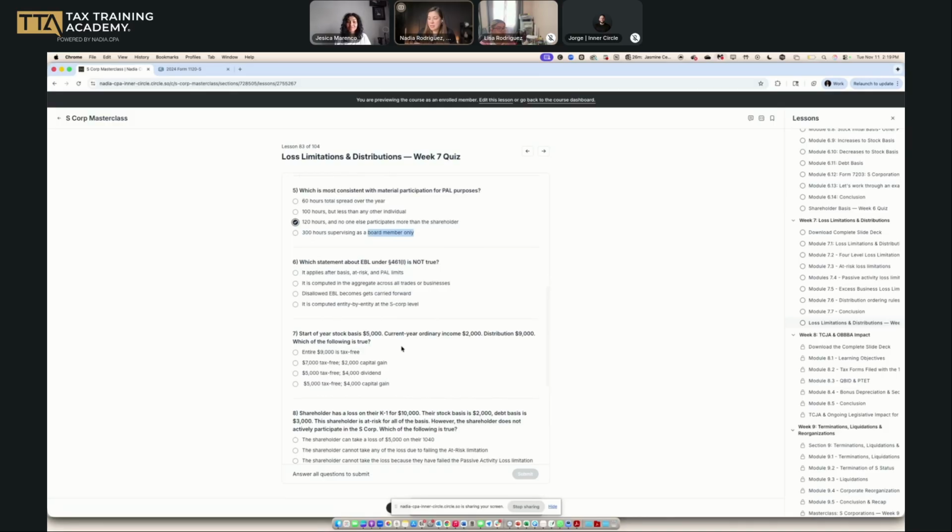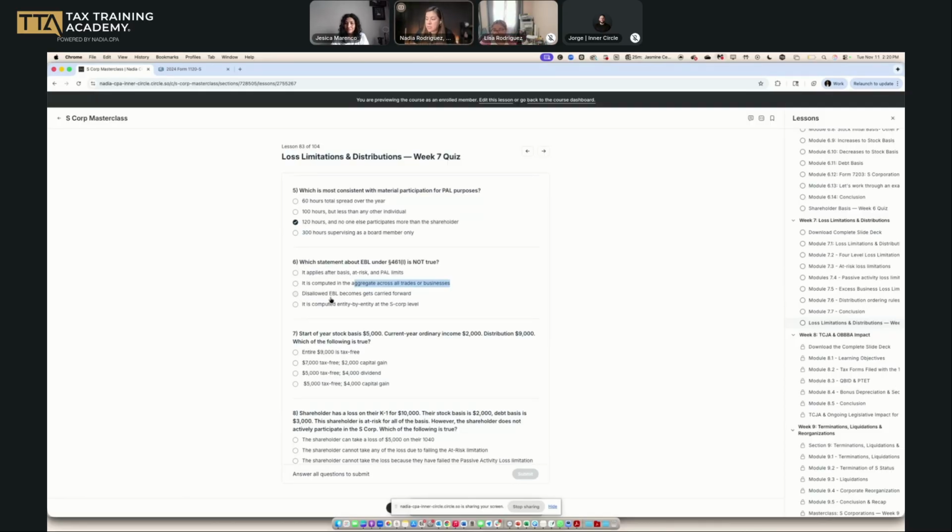Okay, so which statement under excess business loss is not true? It applies after basis, at risk, and passive activity. Yes, that's right. It's the last test we have to meet. It's computed in the aggregate across all businesses. Yes, that's true. You have to gather all the businesses' losses together.